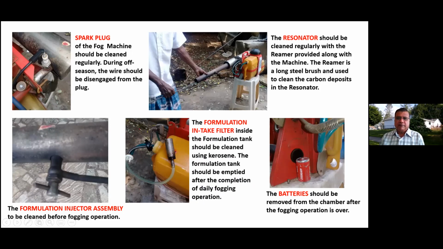The batteries, in the battery chamber, should be removed from the chamber after the fogging operation is over. Do not leave the battery. Once the fogging operation is over, please remove it. In certain machines there are 3, and in most of the machines there are 4 batteries. So you will have to remove them after the fogging is over.